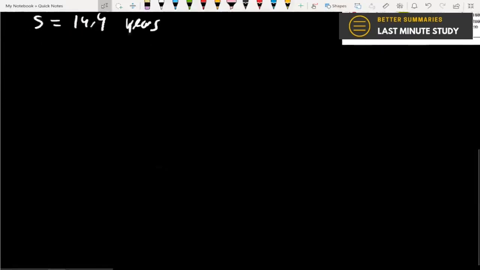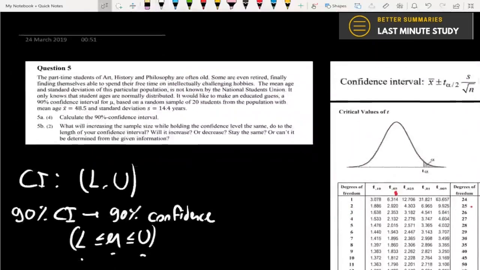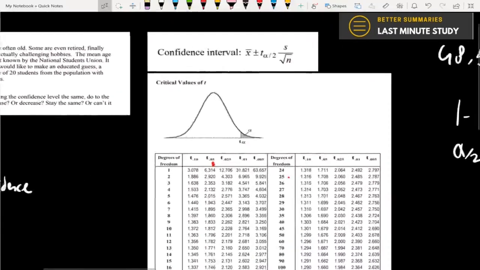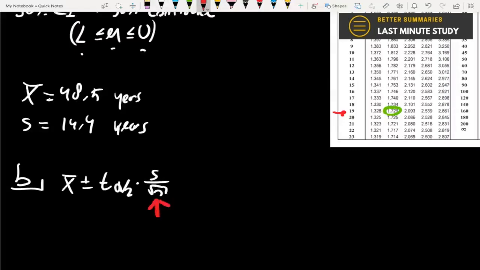Let's proceed. Let's go to B. Read the question. Suppose we increase the sample size. What would happen to the length of your confidence interval? They ask you whether it decreases or increases. Well, there was this formula. Let's take it over. This was the formula for your confidence interval boundaries. So where's n? We've got n over here in the denominator.